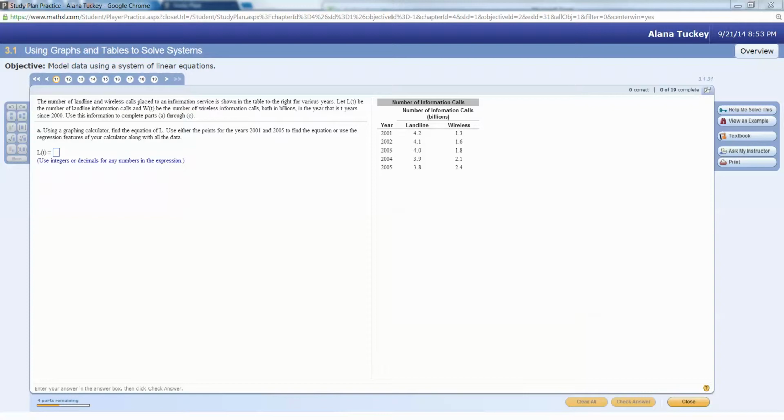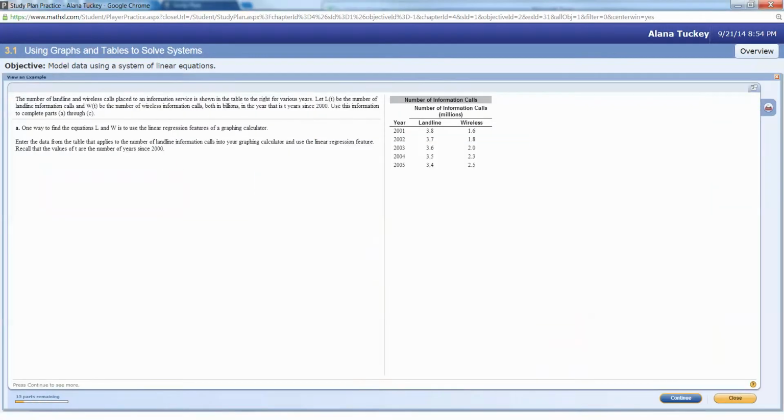This is 3.1 number 31. If you look up in the top right corner of the problem, you can see that. Where it comes in your particular homework exercises, of course, is anybody's guess. So I'm going to click View an Example, and I'll walk you through the example.